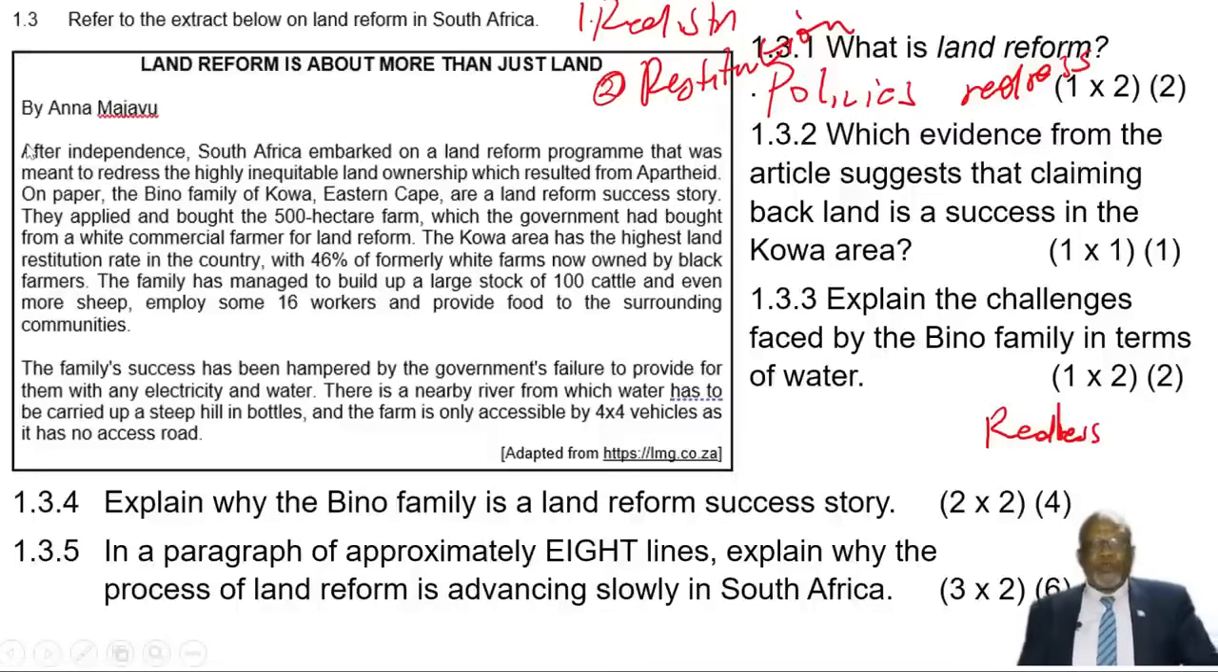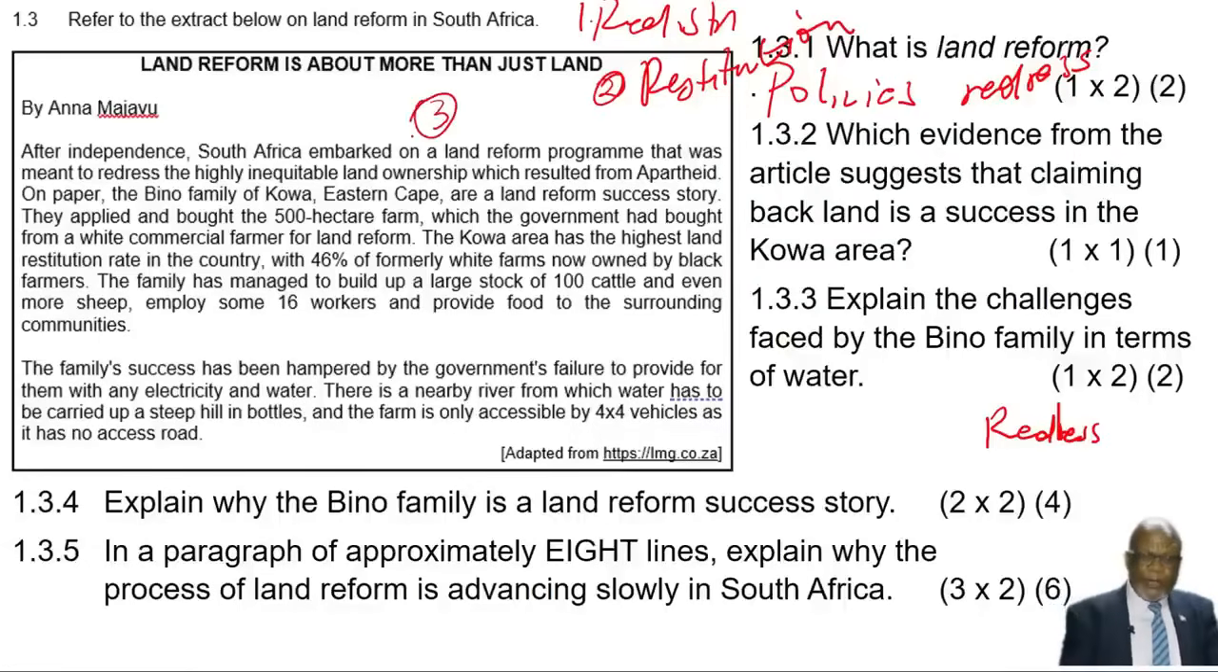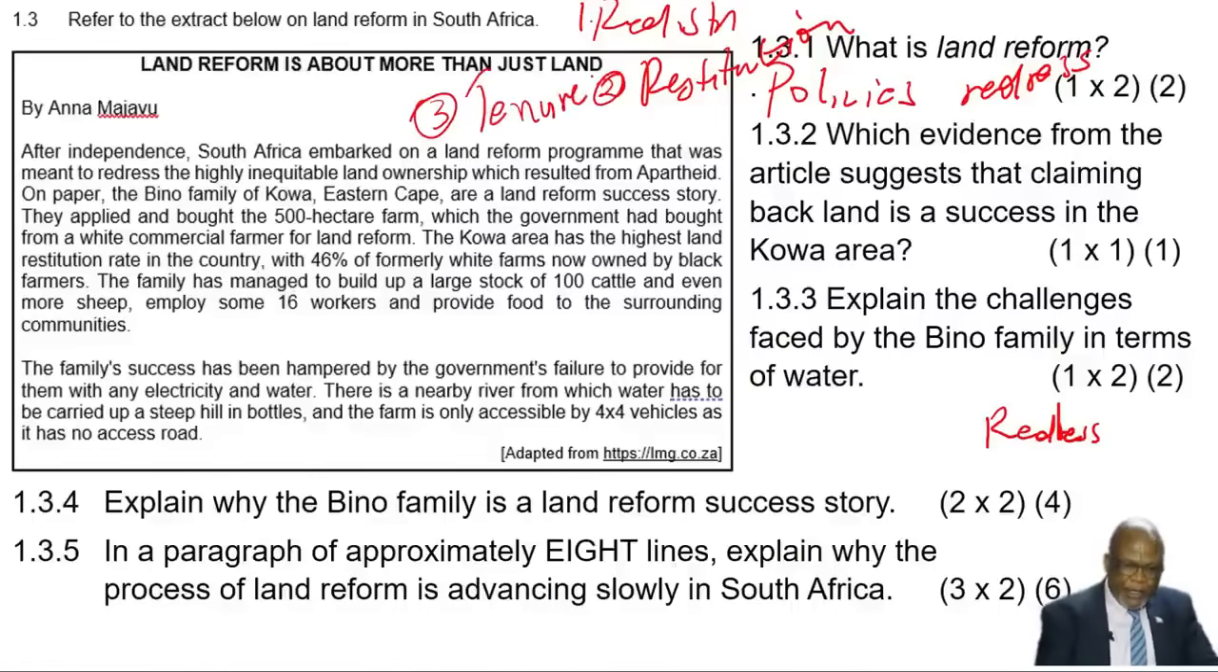It's either people will be given their original land back. If they cannot get their original land back, they'll be given an alternative land. If they cannot get an alternative land or they don't want it, they can be given money to buy their own land. And the last one is what we call land tenure. So what is land tenure doing? Land tenure is protecting people's rights to the land.